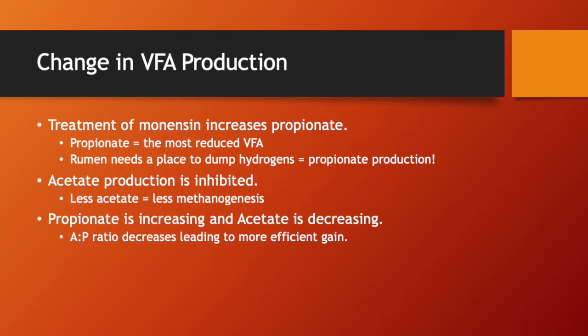Treatment of monensin increases propionate. Propionate is the most reduced VFA. The rumen needs a place to dump hydrogens that are not being utilized by methanogens to produce methane, so therefore we have an increase in propionate production. Acetate production is inhibited, as mentioned before. Less acetate means less methanogenesis. As propionate is increasing and acetate is decreasing, the A to P ratio decreases, leading to a more efficient gain.